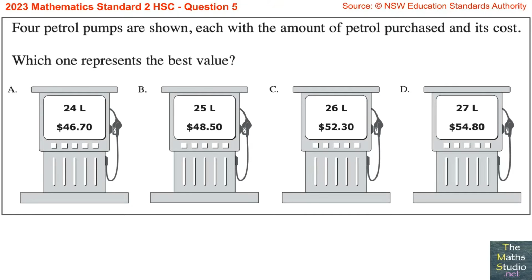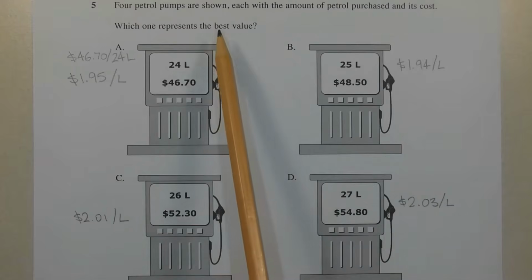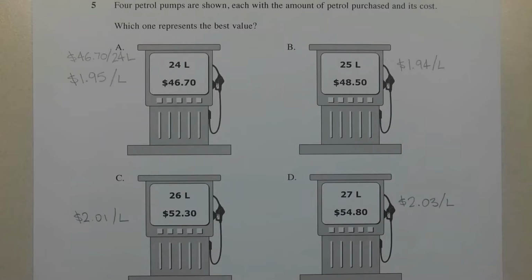Question 5. 4 petrol pumps are shown, each with the amount of petrol purchased and its cost. Which one represents the best value? One way to work out the best value is to work out the cost per litre for each of the 4 options. The one with the lowest cost per litre represents the best value. To work out the cost per litre, we take the total amount spent and divide that by the number of litres purchased. So let's consider option A.